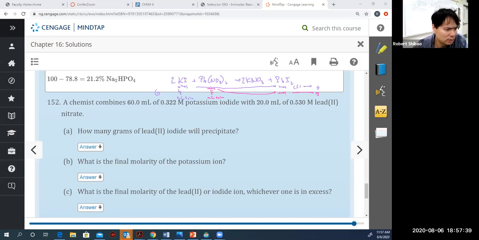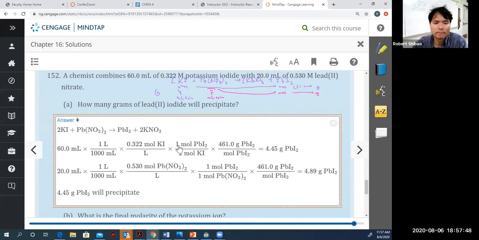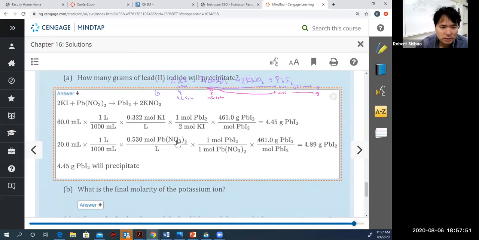This is a standard chemistry calculation. A limiting reagent problem like this is standard stoichiometry. And so here are the two calculations, starting with the KI, 60 milliliters of KI solution to liters, liters to moles, moles to moles. Here, moles to grams, so 4.45 grams. It's a 1-to-2 mole ratio here. And then we go to the lead II nitrate, 20 milliliters of lead II nitrate to liters to moles. And this is a 1-to-1 mole ratio, and then to grams, and then see which one's a smaller amount.